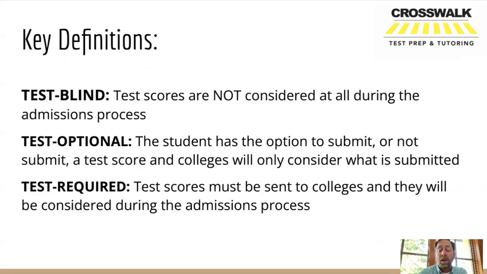Now, a couple words I've thrown around, let's make sure we understand. Test blind. Like I mentioned before, test blind are schools who are not going to consider test scores at all during the admissions process. Test optional, what we're talking about right now, this is where the student has the option to submit or not submit a score.